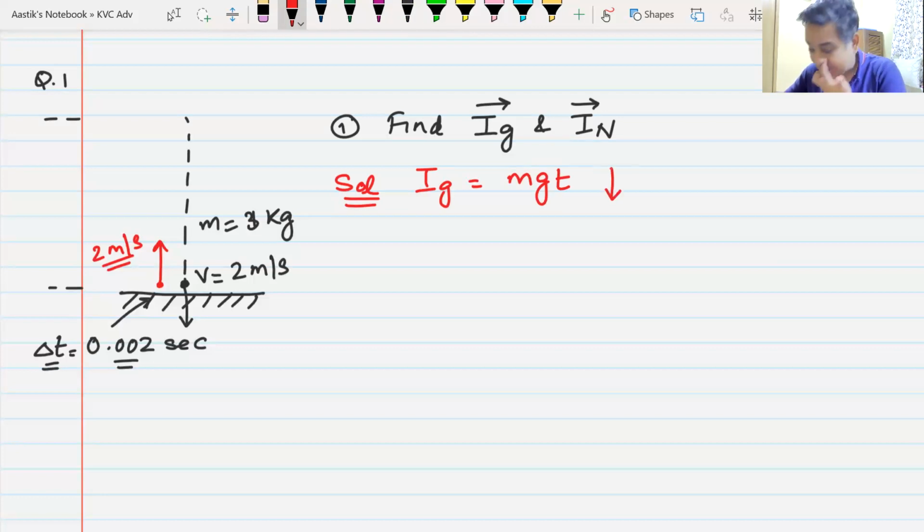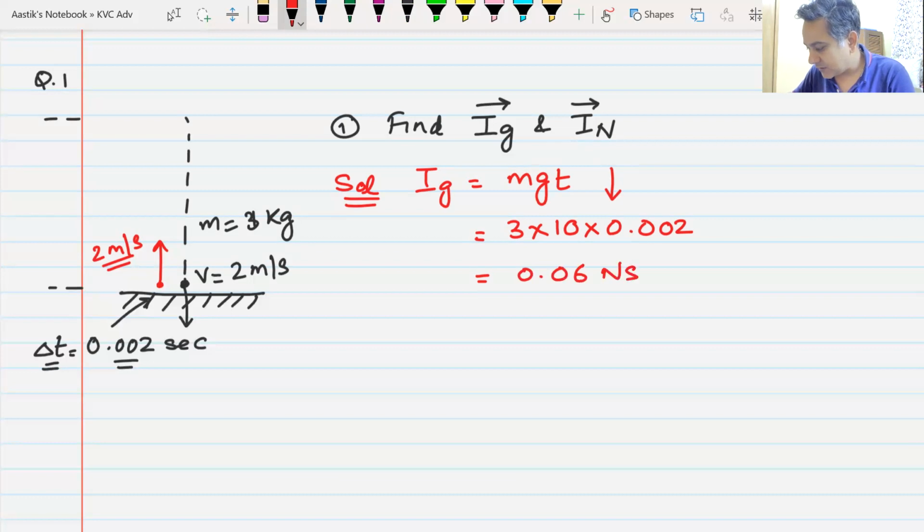Downwards I am going to call negative. You can find out the impulse due to the gravitational force. What is the impulse due to the gravitational force? Mass is 3, into acceleration due to gravity is 10 meter per second square, multiplied by 0.002. How much is that coming? It will come very small, right? It will come 0.06 Newton second.